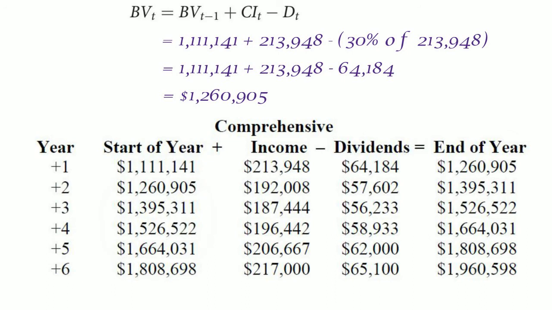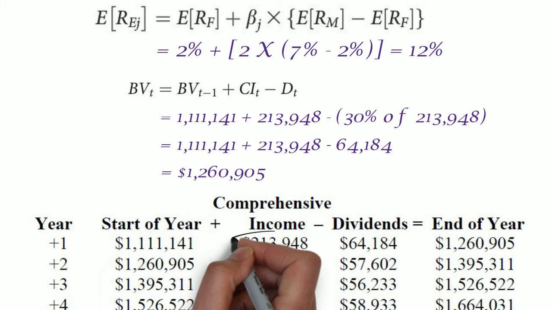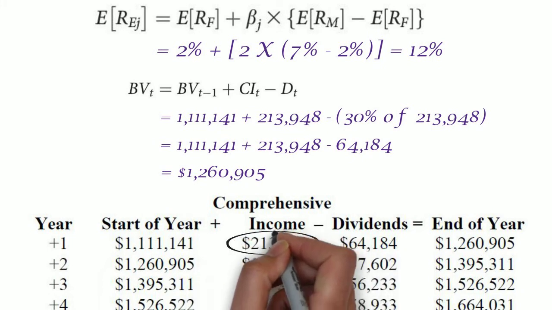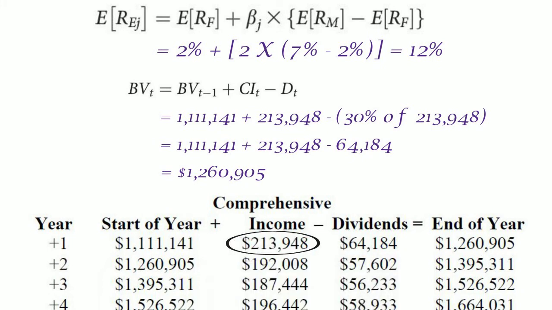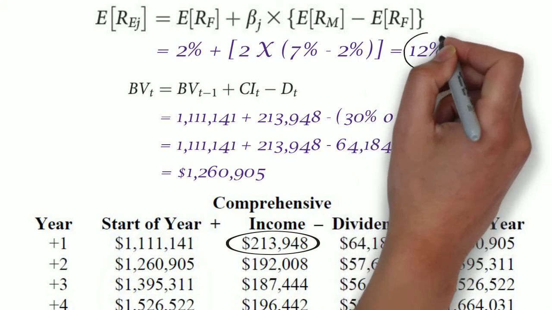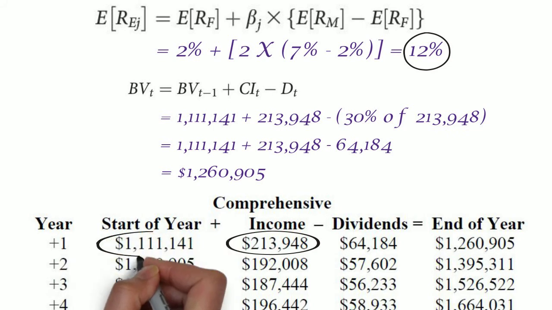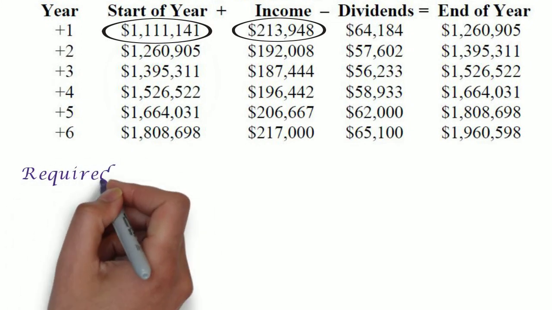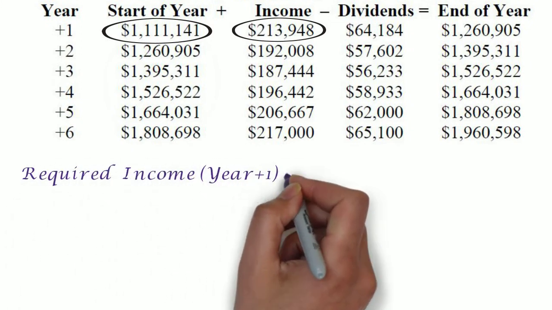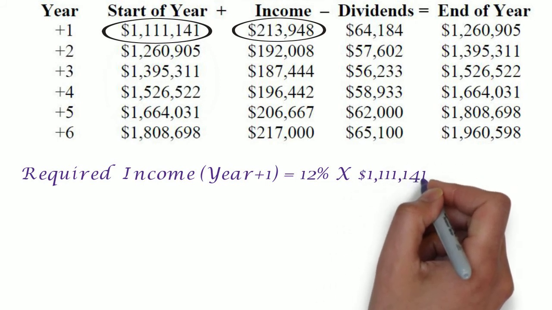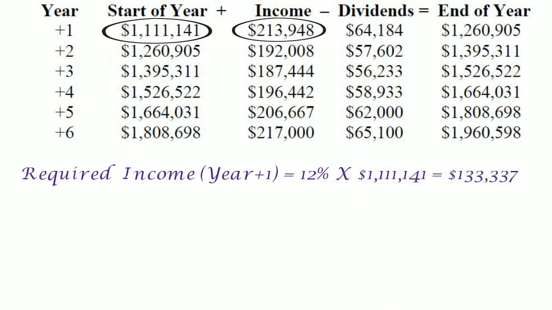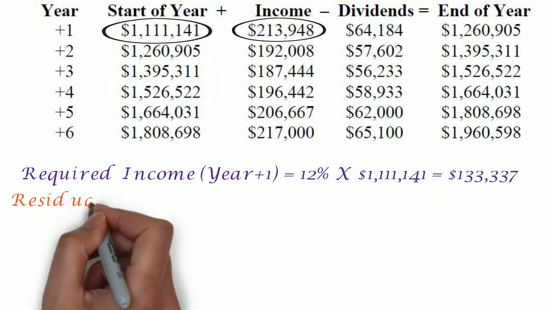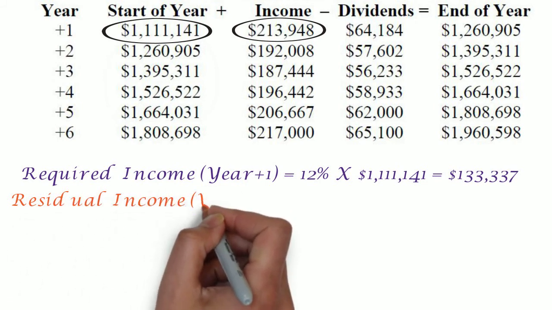Once we have all of the above information, it is pretty simple to calculate the residual income. For the year plus 1, the forecasted comprehensive income provided in the question is $213,948. Required income is calculated as the cost of equity times the book value of equity at the start of the year plus 1, or 12% times $1,111,141, which gives us the required income of $133,337.